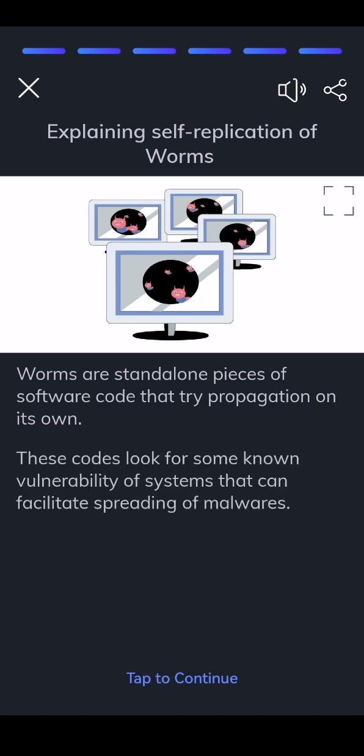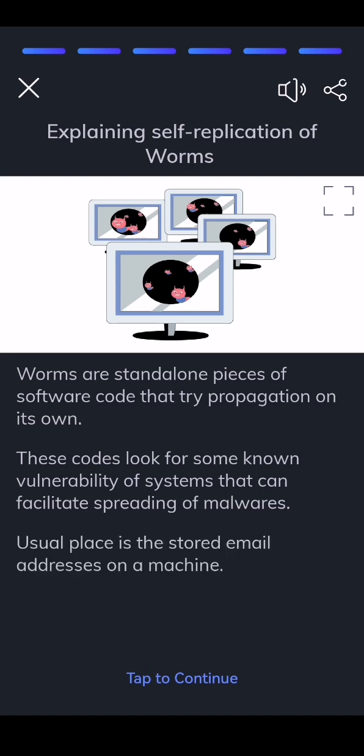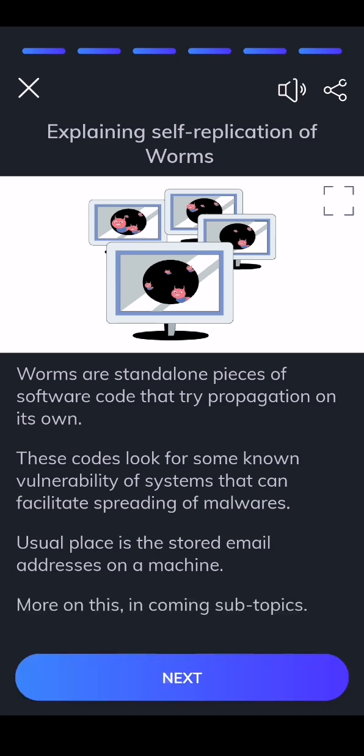These codes look for some known vulnerability of systems that can facilitate spreading of malwares. Usual place is the stored email addresses on a machine. More on this in coming subtopics.